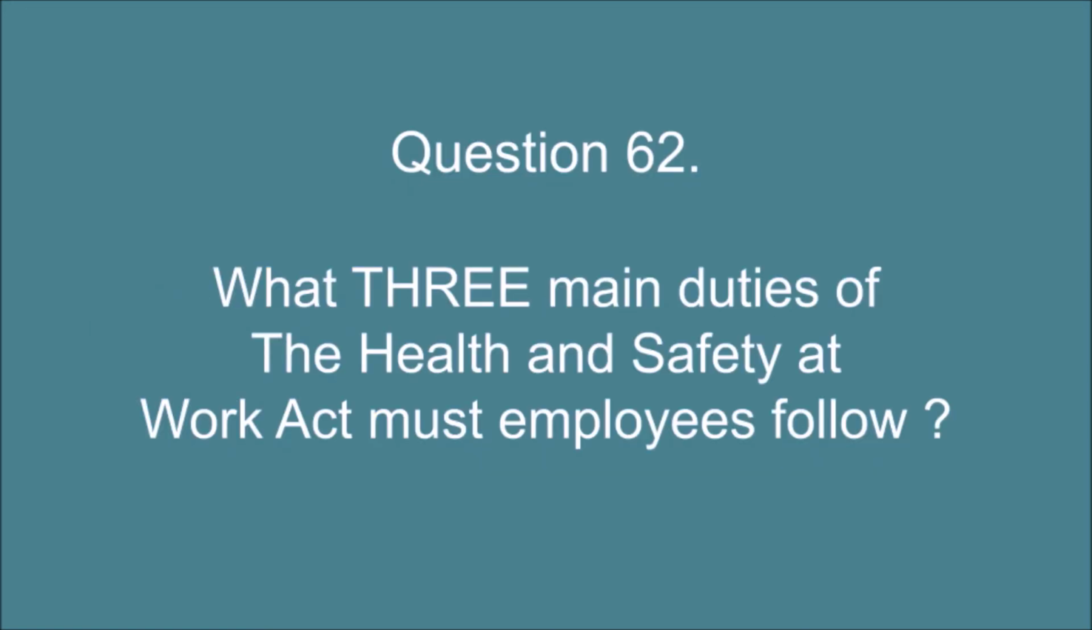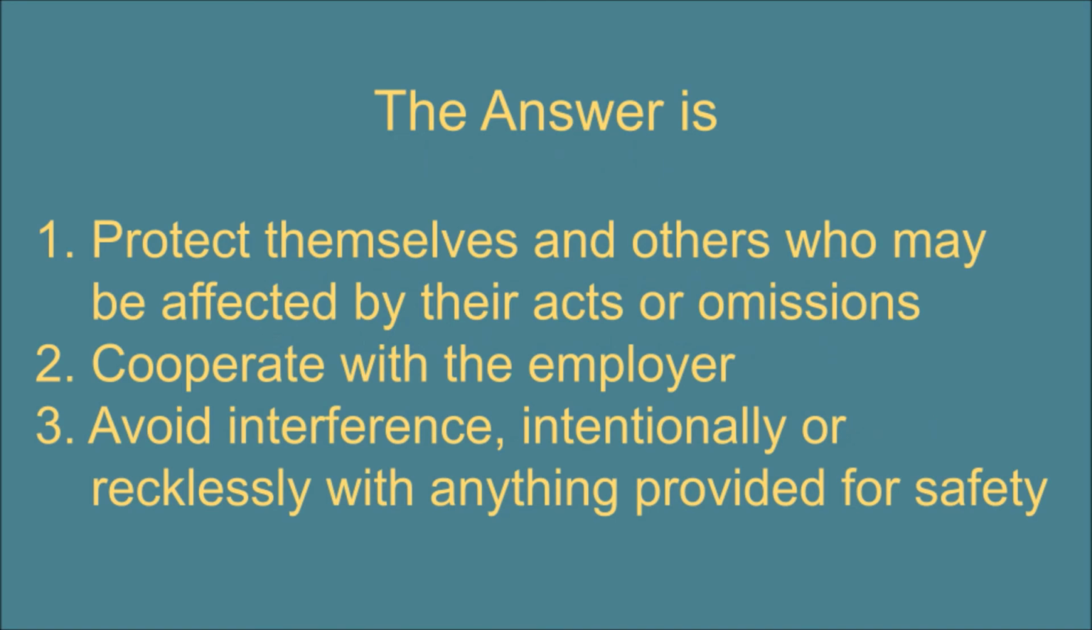Question 62. What three main duties of the Health and Safety at Work Act must employees follow? The answer is 1. Protect themselves and others who may be affected by their acts or omissions. 2. Cooperate with the employer. 3. Avoid interference, intentionally or recklessly, with anything provided for safety.